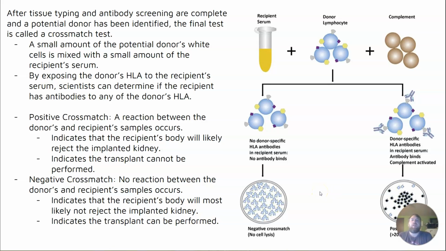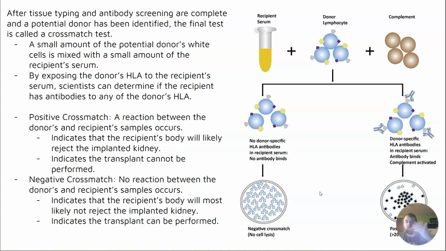After the tissue typing and antibody screenings are complete, then we complete one last cross-match test. This cross-match test is going to take a small amount of the potential donor's white blood cells, and it's going to mix them with my serum. Again, we're looking at the antibodies in the serum to see if they're going to attack cells that come into my body.